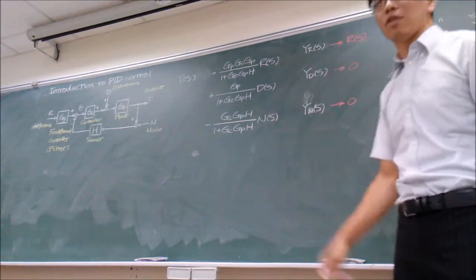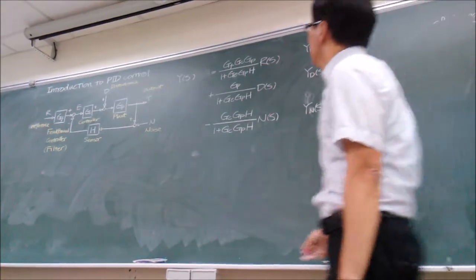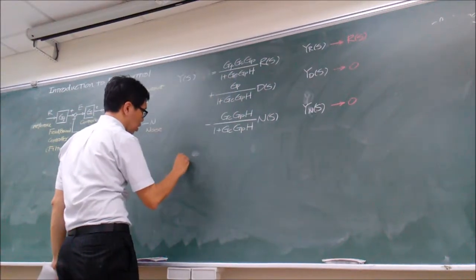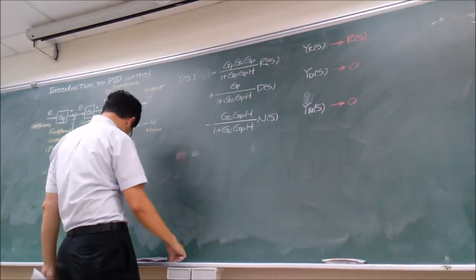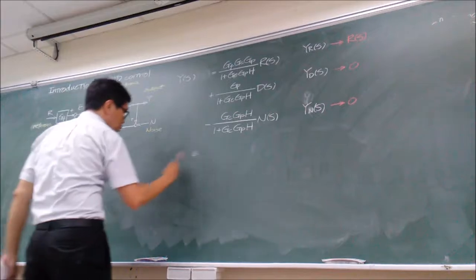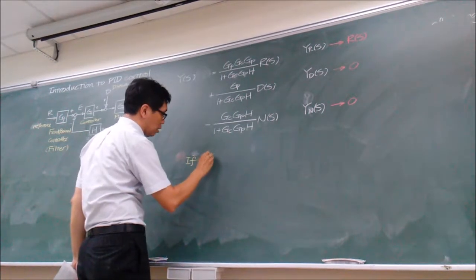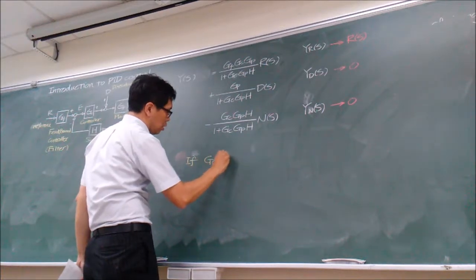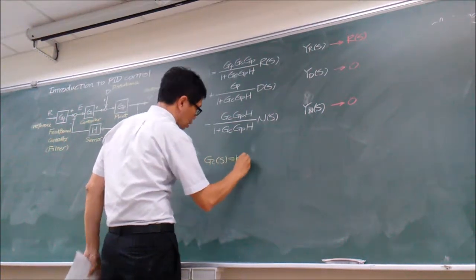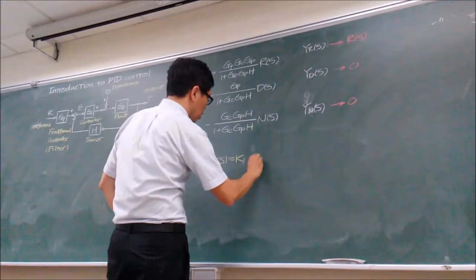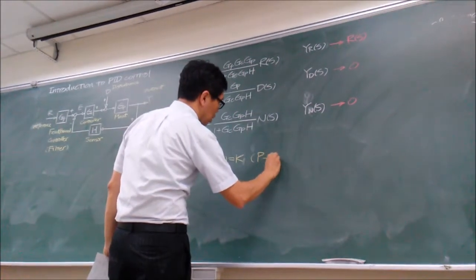So if we are talking about GC, let's talk about something basic. It's just a K. This thing is called a P controller.